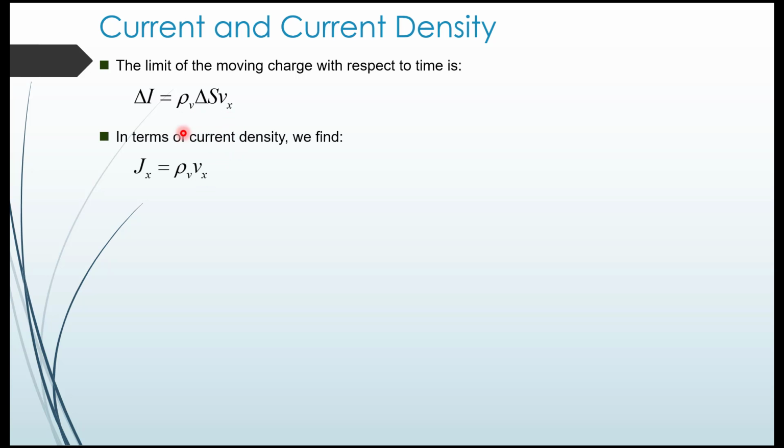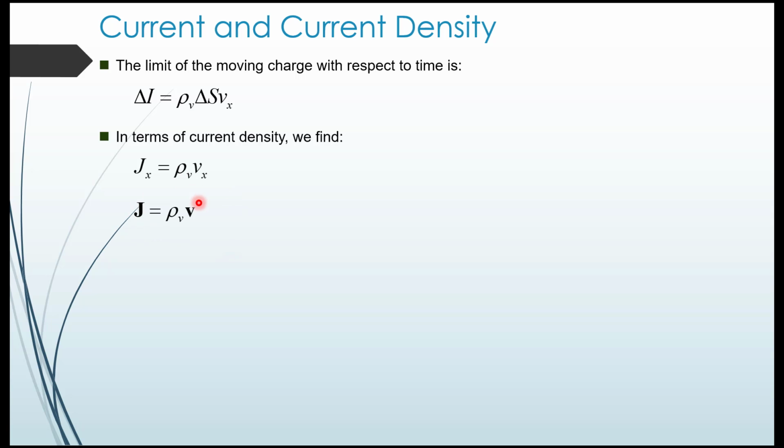In terms of current density, if I take this delta s to this side, then it will become delta I divided by delta s, that is equal to jx, and that is equal to rho v into vx. So jx is equal to rho v into vx, that is, current density is related to the velocity by this equation.